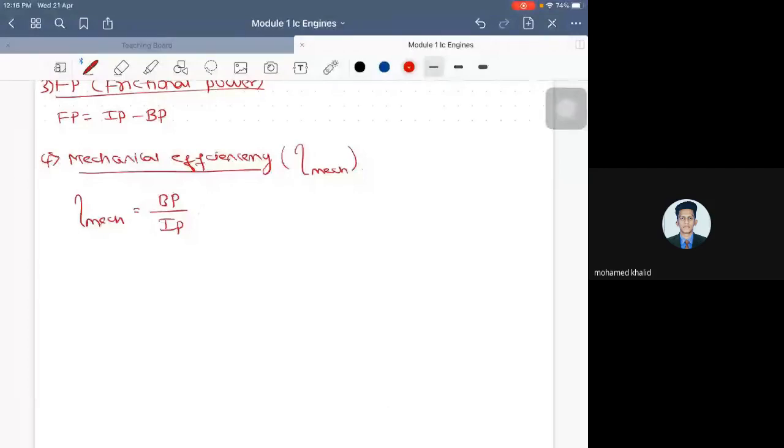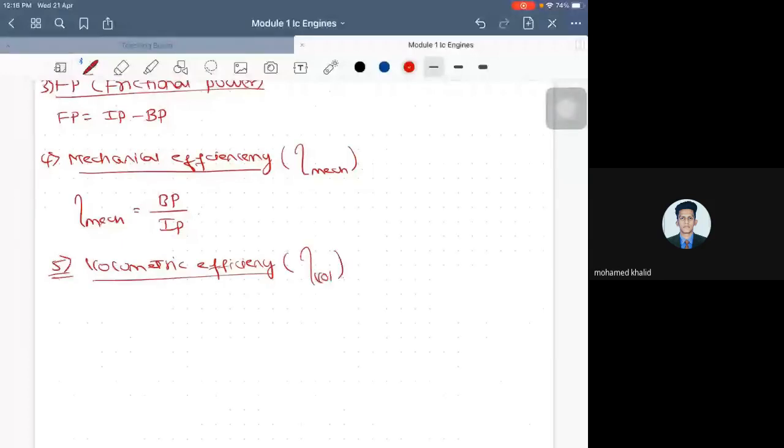So mechanical efficiency is done. Next, we'll go for volumetric efficiency. For offline classes, I have given a better example for them. So the fifth one is the volumetric efficiency, denoted as eta volume.